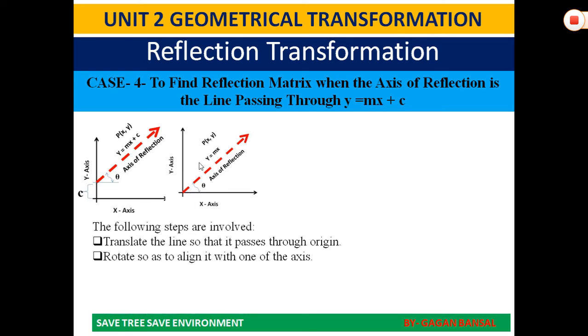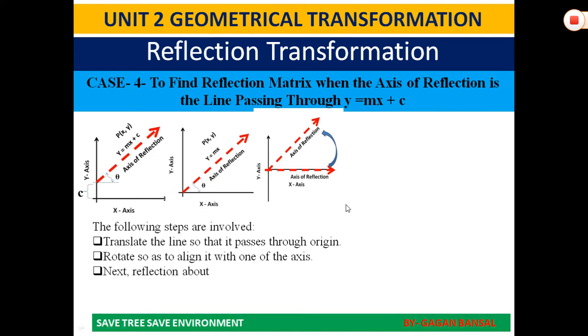Now this problem has become the problem that we have solved in case 3. So we will rotate so as to align it with one of the axes. That means we will rotate this so that it aligns with, say, the x-axis, or we can do this for the y-axis also. In our case we are taking it in general as rotating it so that it reaches the x-axis. Then we will perform the reflection about the axis obtained. If after rotation the axis of reflection becomes the x-axis, we perform the reflection transformation, and P will become P dash.